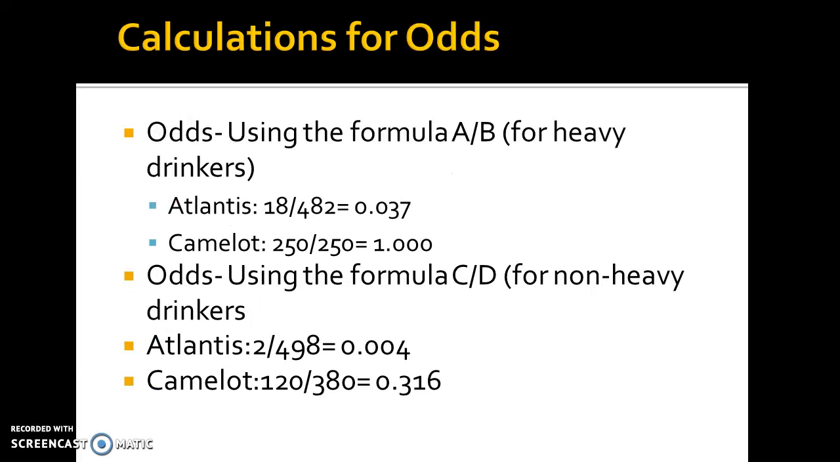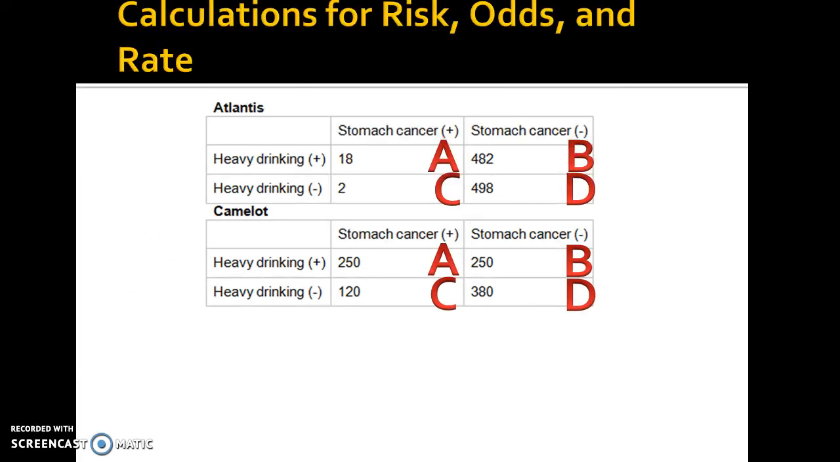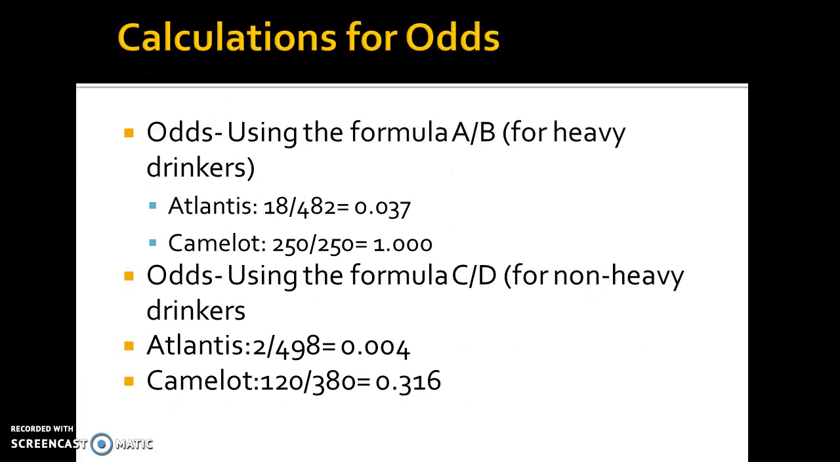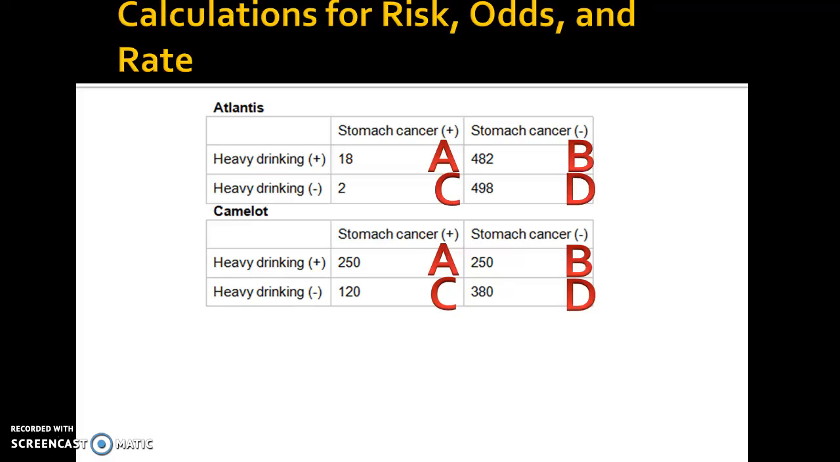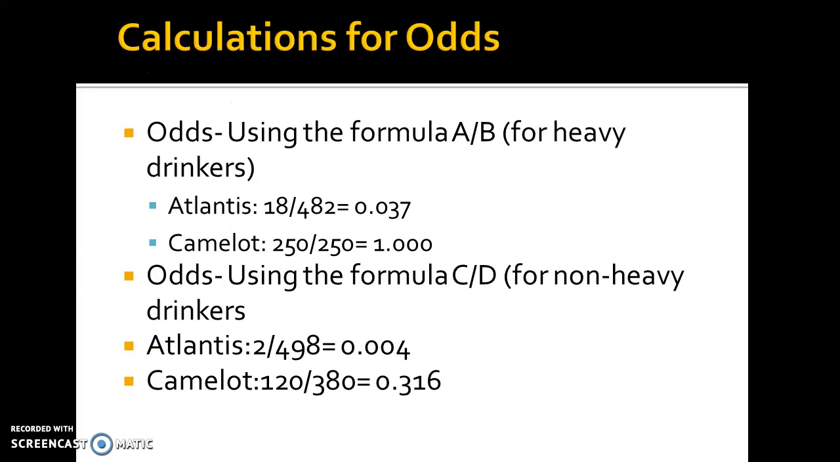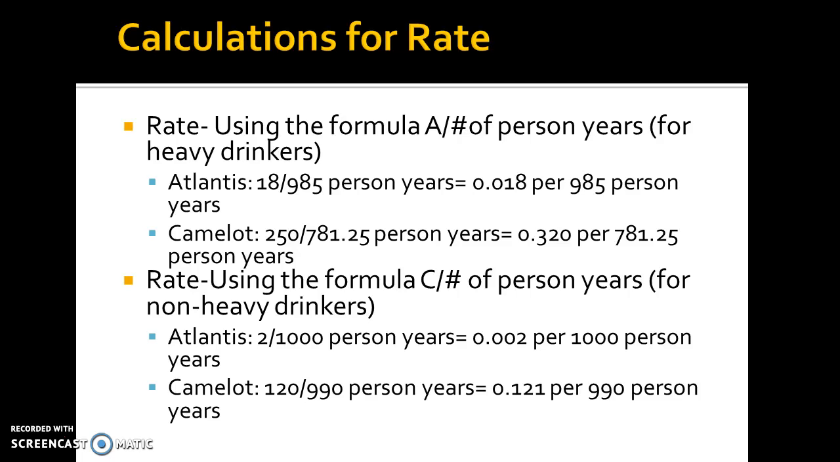To calculate odds, we're using the formula A over B. It's very straightforward. Going back, you can see we have our numbers here. This helps us plug in the formula correctly. A over B in Atlantis gives us 0.037. In Camelot, it's 1. The odds for non-heavy drinkers use the formula C over D, once again just plugging in the different numbers. 120 over 380 for Camelot, and 2 over 498 for Atlantis, which gives us 0.004 in Atlantis and 0.316 in Camelot.